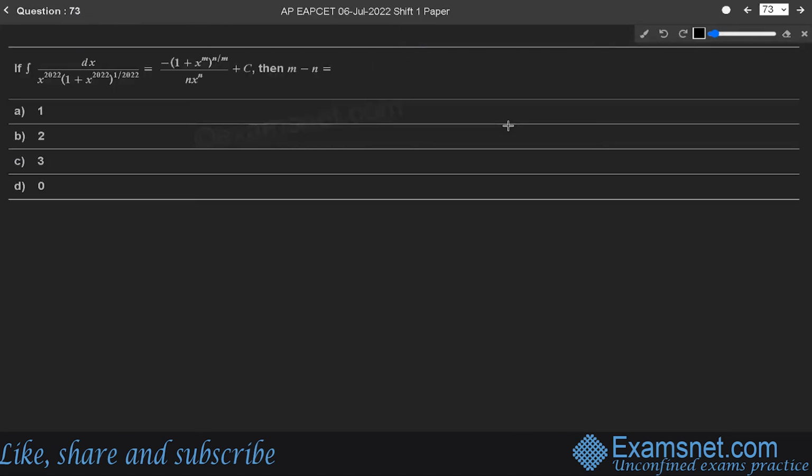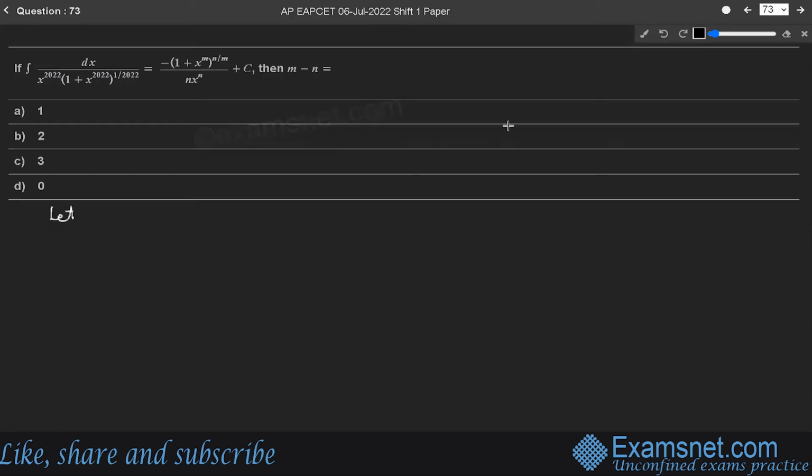Next question is: if the integral of dx upon x^2022 into (1 + x^2022) whole power 1/2022 is equal to minus of (1 + x^m) whole power n/m divided by n into x^n plus c, then m minus n is equal to. See, this is a very interesting question.